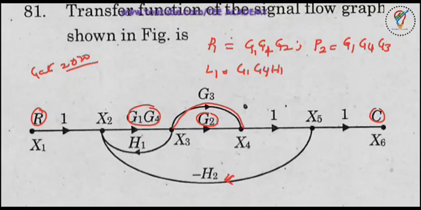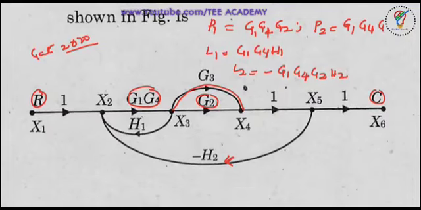Next one, loop 2 we will write. What is loop 2 here? Loop 2 is nothing but minus G1 G4 G2 H2. Similarly, what about loop 3? Loop 3 is equal to minus G1 G4 G3 H2. Okay, so these are the 3 loops here.